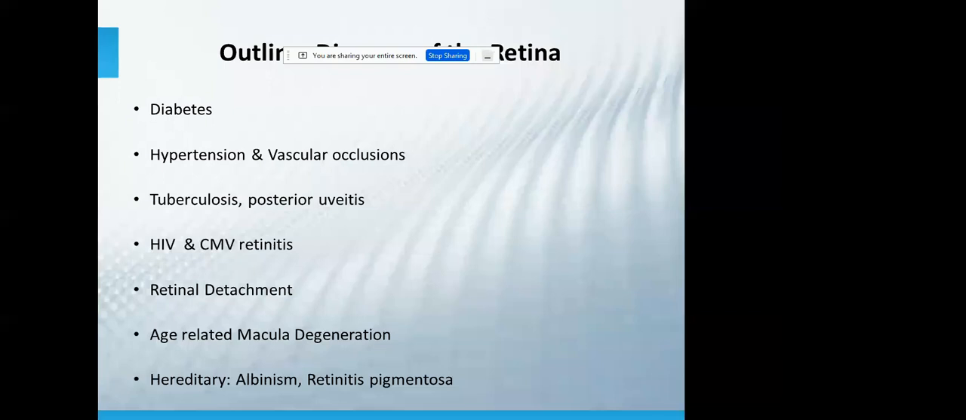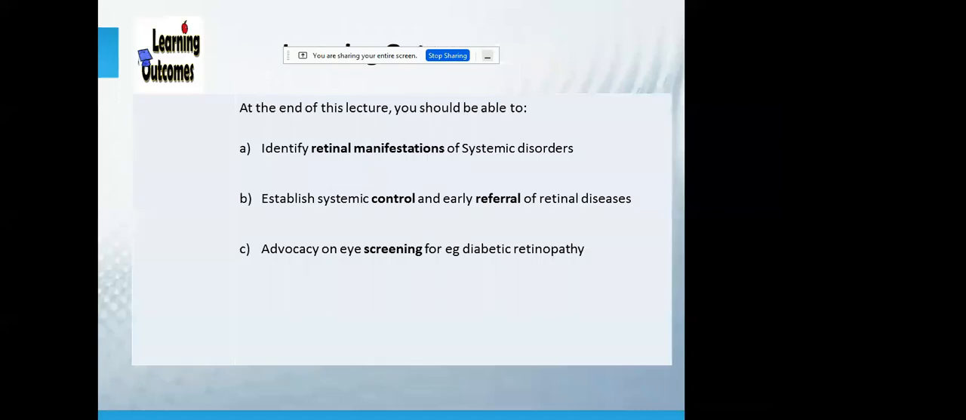So our outline for today: we are going to touch on diabetes, hypertension and vascular occlusions, tuberculosis and posterior uveitis, HIV, CMV retinitis, a little bit on retinal detachment, then the hereditary conditions of the retina. At the end of this lecture, you as a student should be able to identify retinal manifestations of systemic disorders, establish systemic control and early referral of retinal diseases, and conduct advocacy on eye screening for some of these conditions we're talking about, especially diabetes.